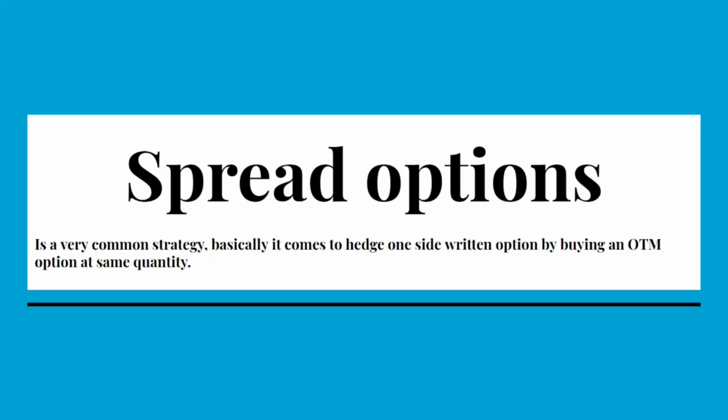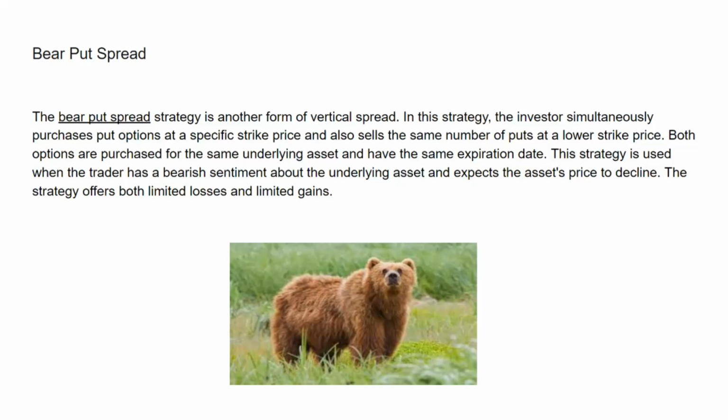And this is why the spread options strategy comes to help. There are basically two kinds of spread strategies. The first one is the bear, and the other one is the bull. So we're going to talk about the bear, and the bear spread strategy is another form of vertical spread.